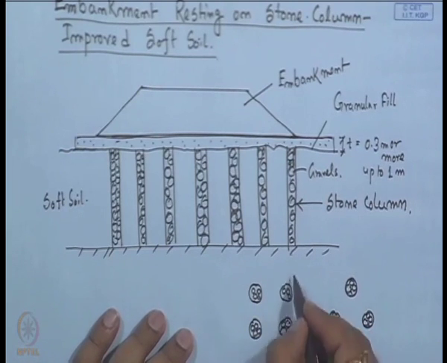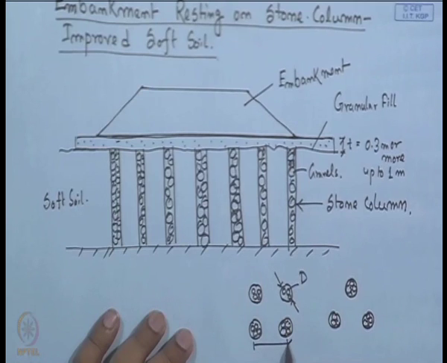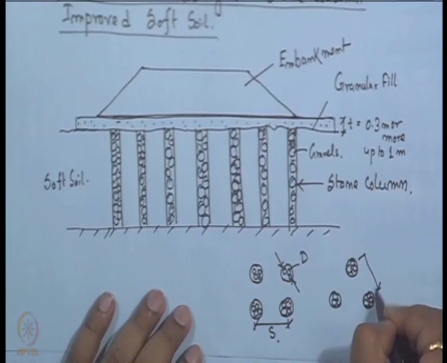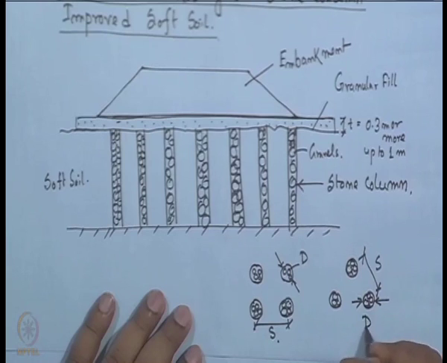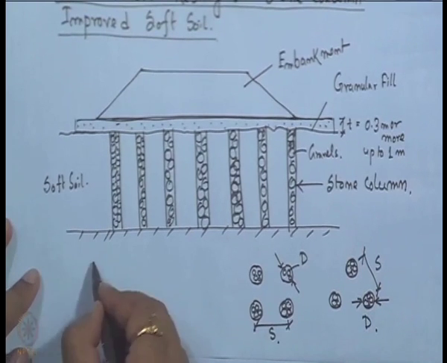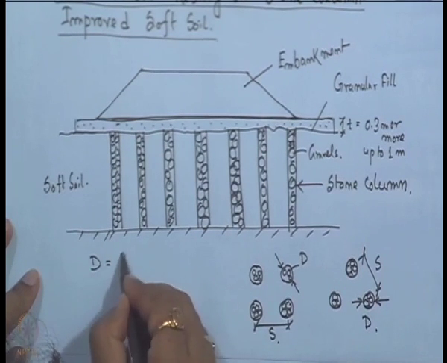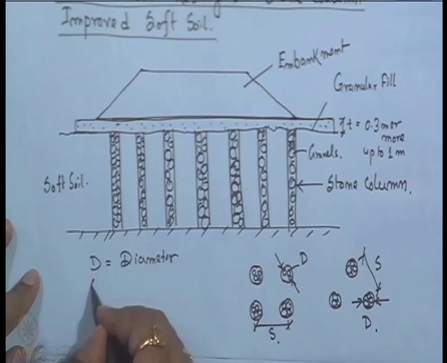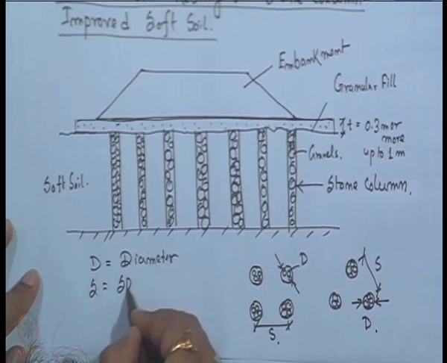This is the triangular pattern. So, this is the diameter of the stone, and this will be the spacing of the column. So, here also this is the spacing of the column, and this is the diameter of the column. So, d is the diameter, S is equal to spacing.